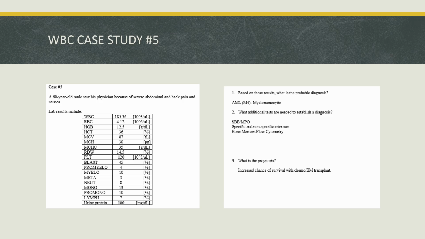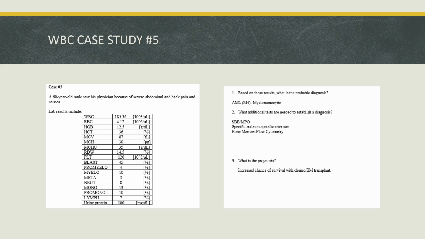So the doctor ran a CBC, and let's see what he found, he or she. White blood cells 185.36, red blood cell 4.12, hemoglobin 12.5, hematocrit 36, MCV 87, MCH 30, MCHC 35, RDW 14.5, platelet 120. So other than that really elevated white blood cell count, everything else is pretty normalish looking. Platelets are a little on the low side, but not horrible.